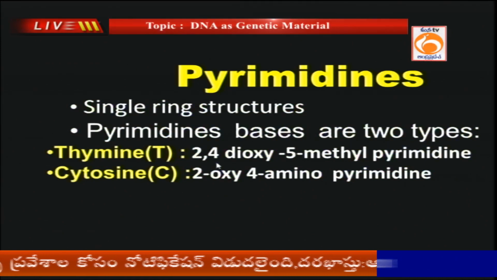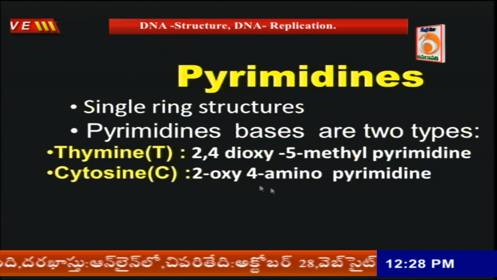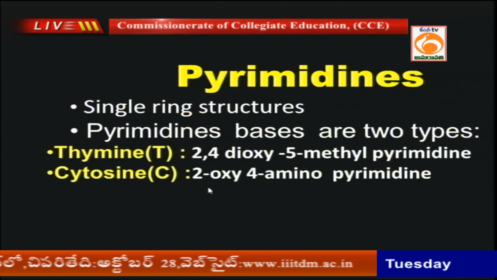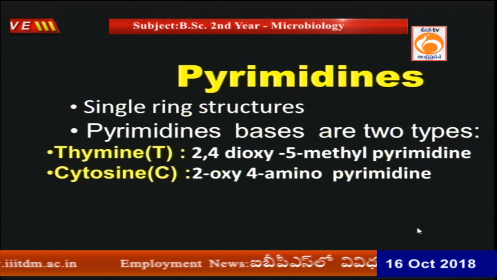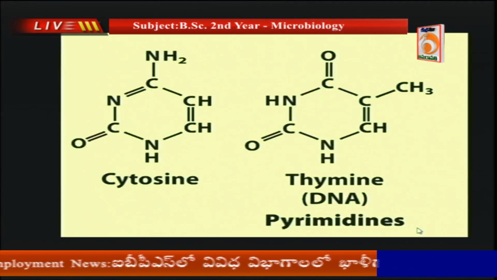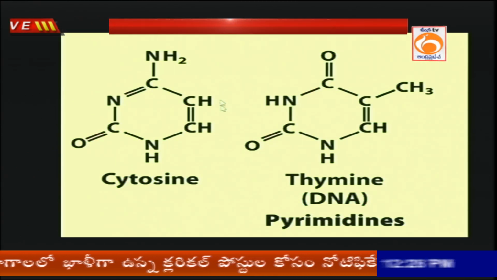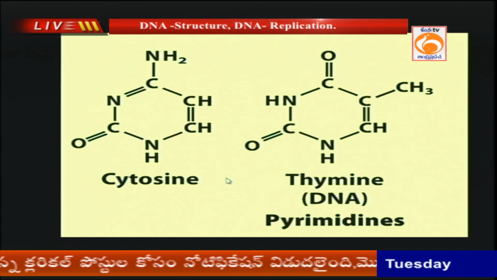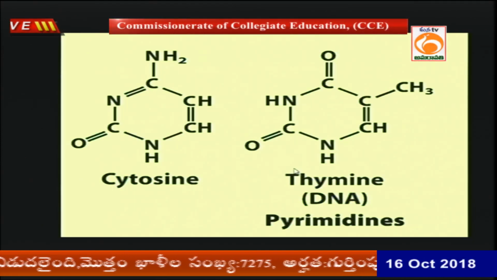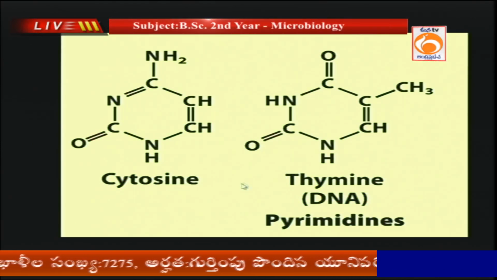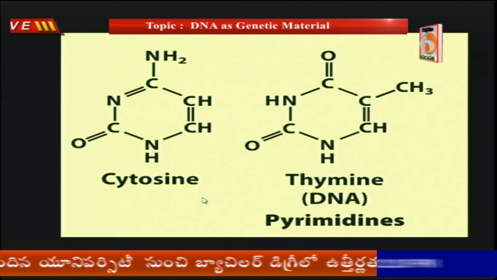Thymine is a 2,4-dioxy-5-methyl pyrimidine, whereas cytosine is a 2-oxy-4-amino pyrimidine. Here we have the structures of cytosine and thymine. They are numbered in a clockwise direction, and they are similar to a benzene ring, except that it has nitrogen at positions 1 and 3.